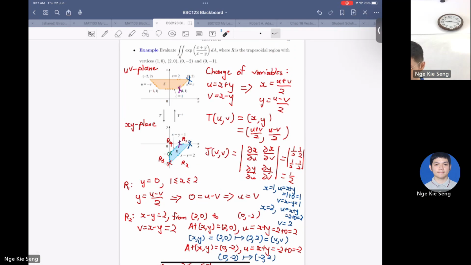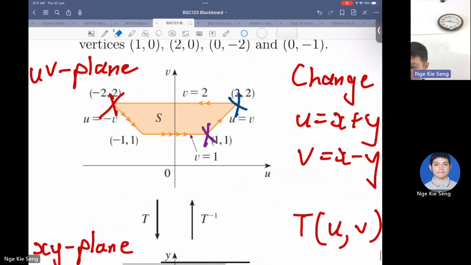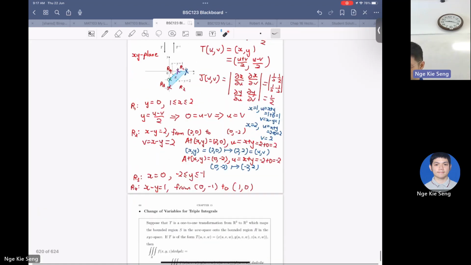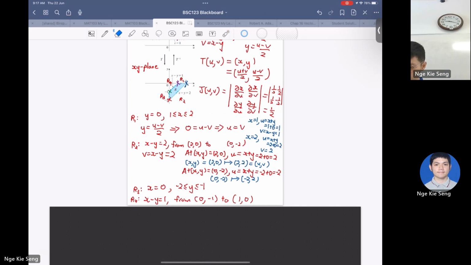We can check here, 2, 0 gets sent to 2, 2. This coincides with what we did just now. How about 0, negative 2? 0, negative 2 is this red one, so it gets sent to negative 2, 2. So this is the new red point. And then v equals to 2. Where is v equals to 2? This line is the v equals to 2 line, cut at the points negative 2, 2 and 2, 2. So far, okay. So how about next? Continue.